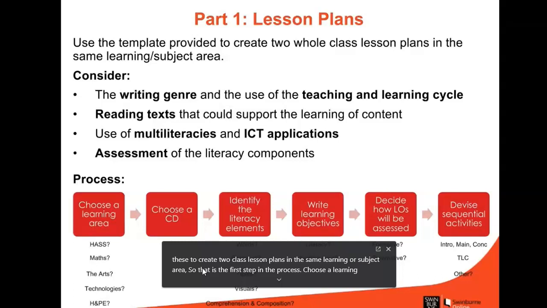Choose a learning area. Assignment 1A and 1B focused heavily on science. And because you've now got a proficiency in the teaching of science and the literacy as a general capability or literacy across the curriculum within science, we'd like you to now apply this knowledge to a different learning area. It can't be English either. So choose from HASS, Maths, the Arts, Technologies, Health and PE, and so forth.